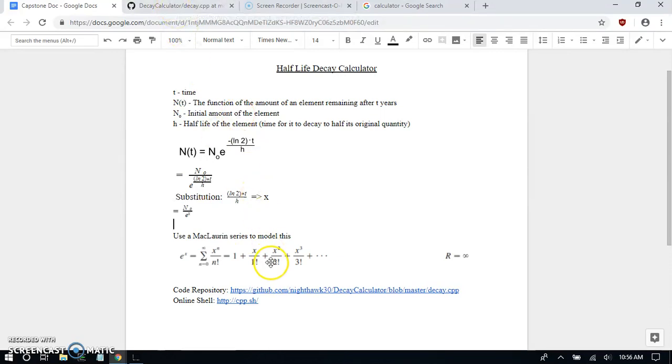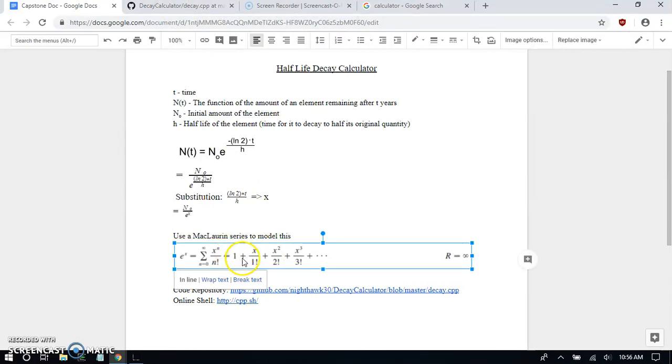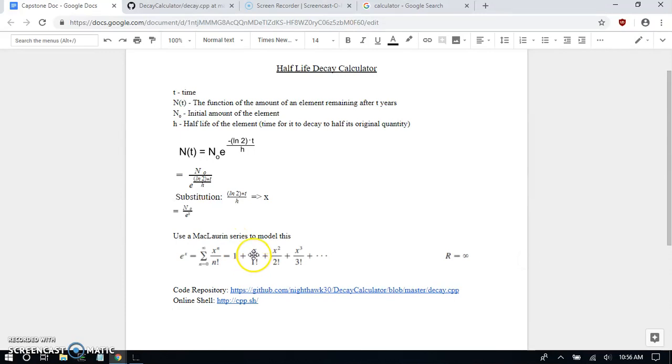The same thing happens for differentiation, where you shift it backwards. So the derivative of x over 1 factorial is 1. The derivative of x squared over 2 factorial is x over 1 factorial, and so on.